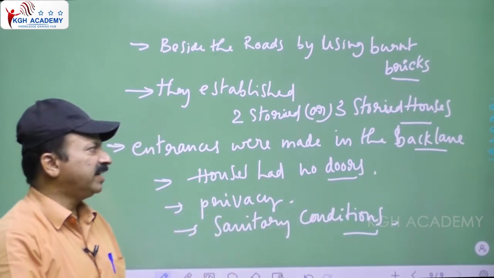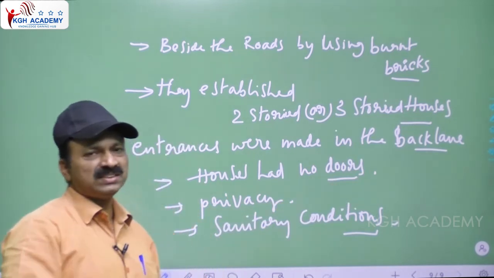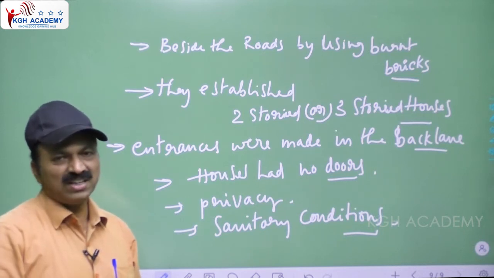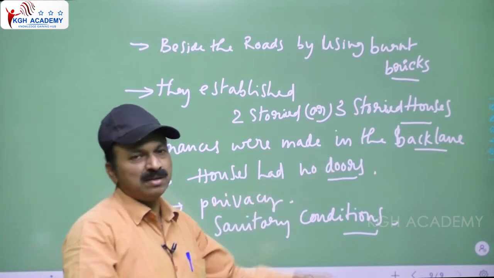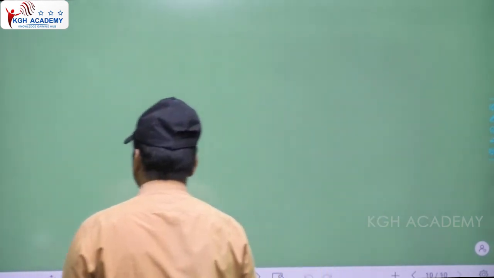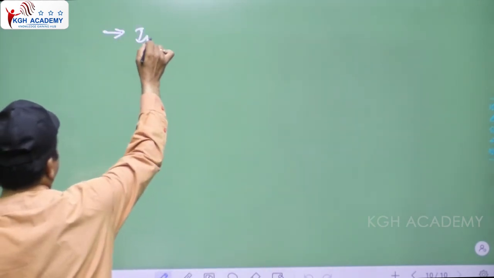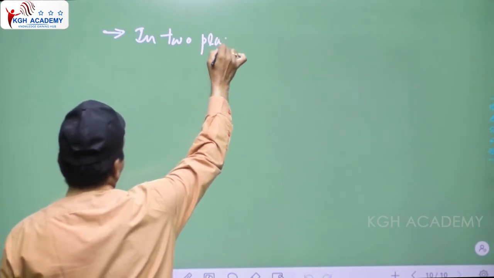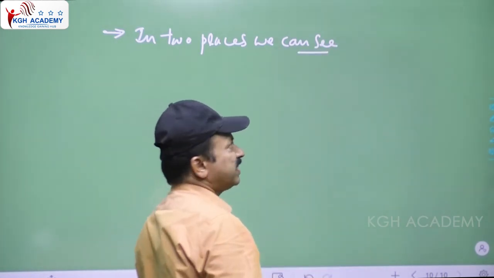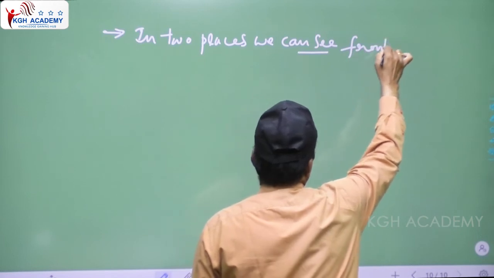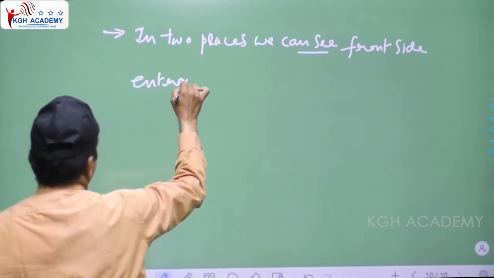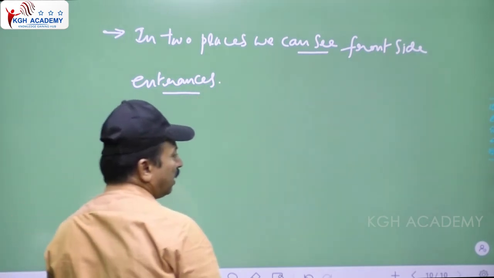So with all these, they made entrances in the back lane. But in two places, we can see front side entrances, on the main road. Back lane entrances are everywhere, but in two places we can see front side entrances. One is Kalibangan and one is Lothal.